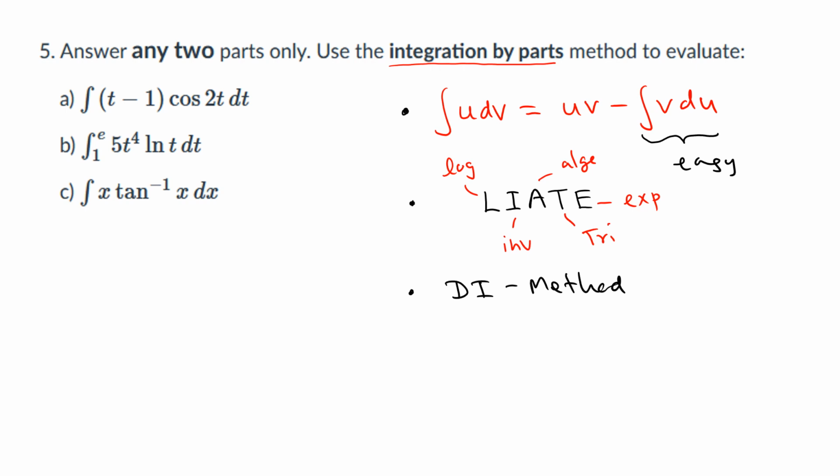So let's go one by one. For the first problem, I'm going to use the DI method, because when you have a polynomial like that, it's always easy to use the DI method. For the other two, I'm going to use the regular technique.